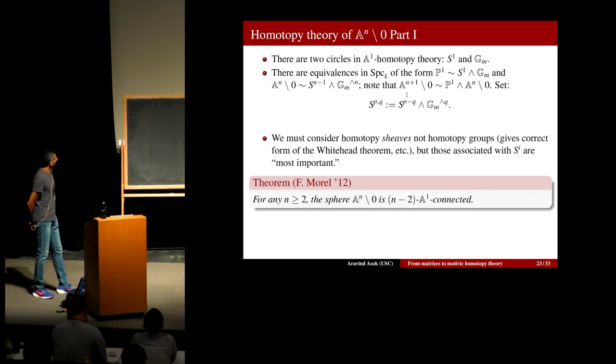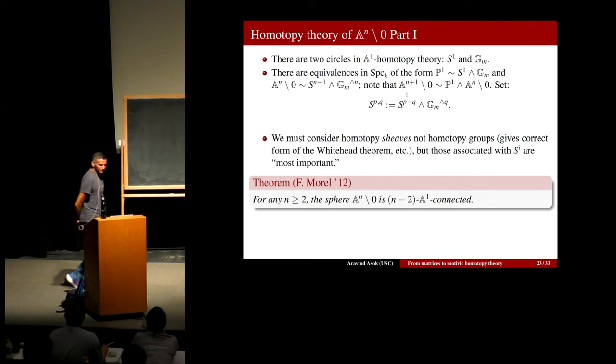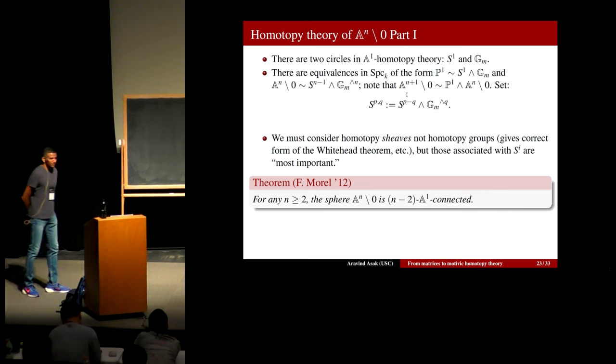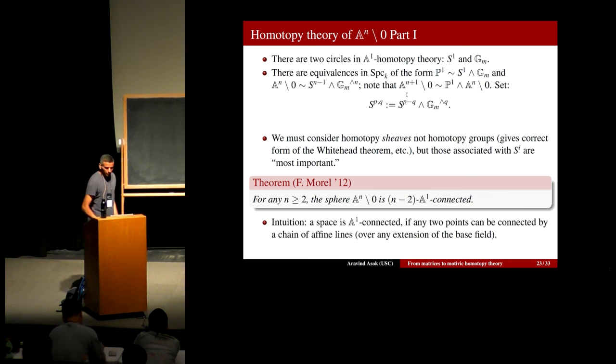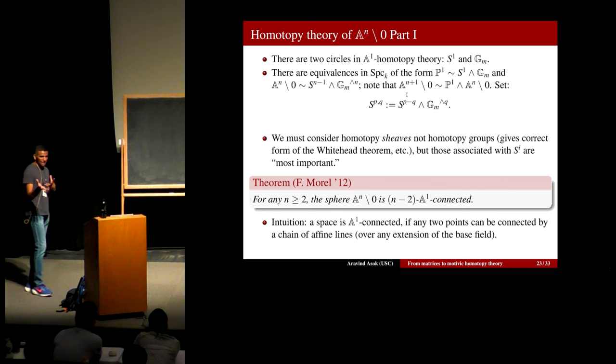So for any n bigger than or equal to 2, I can look at A^n minus the origin, or S^{2n-1}, and this is highly connected from the standpoint of motivic homotopy theory. This has an intuitive explanation. If I have a nice space, I can talk about it being A1 connected if any two points can be connected by a chain of affine lines.